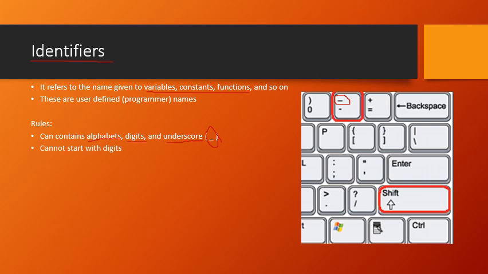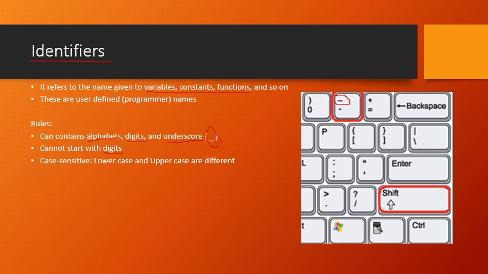The second rule is that the identifier, that is the name, cannot start with a digit. We'll see examples after reading through these rules. It cannot start with a digit means the first letter of the identifier cannot be a digit, but it can be an alphabet or an underscore. In the middle or at the end of the name, we may use digits, but not as the first letter.